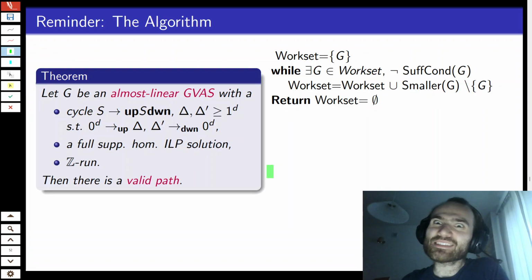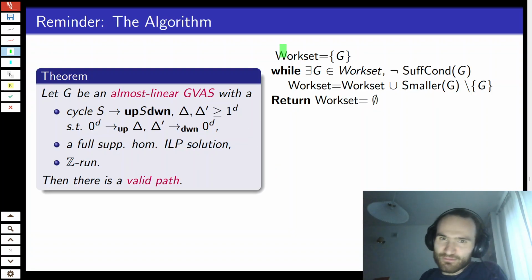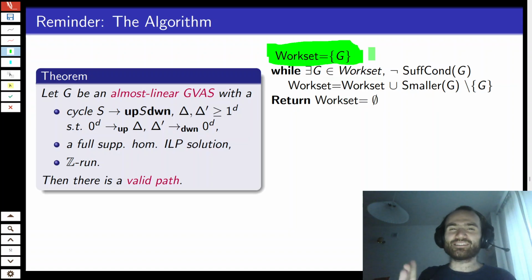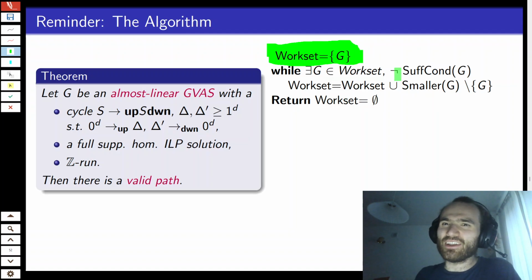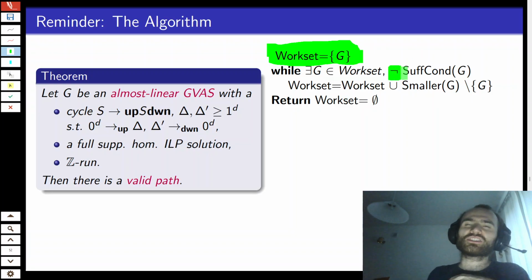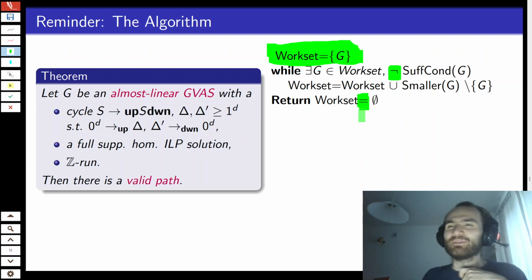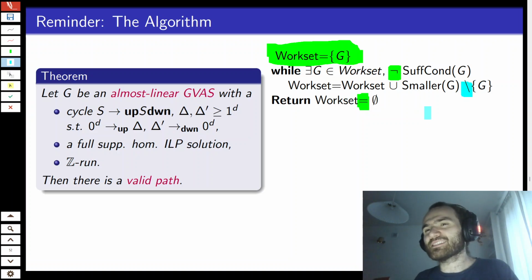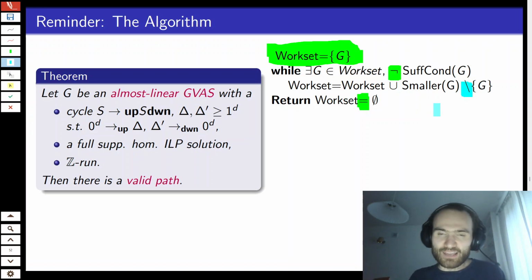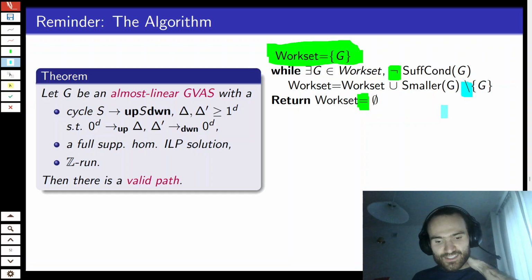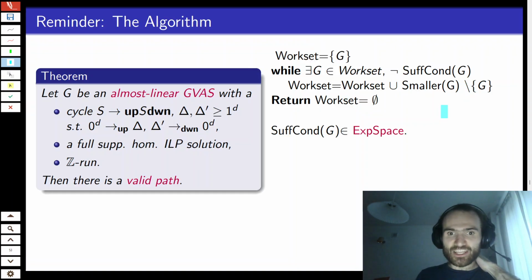So what does the algorithm now do? Well, as always, it inserts the GVAS we are interested in into the work set, and then continually we check whether the sufficient condition is fulfilled for everything in the work set. If it is, then we return whether we have an empty work set or not. Otherwise, we remove G and put everything that is smaller into G. Some smaller things that I have not defined yet, but this is the next thing we are going to do. So let's make an important observation here.